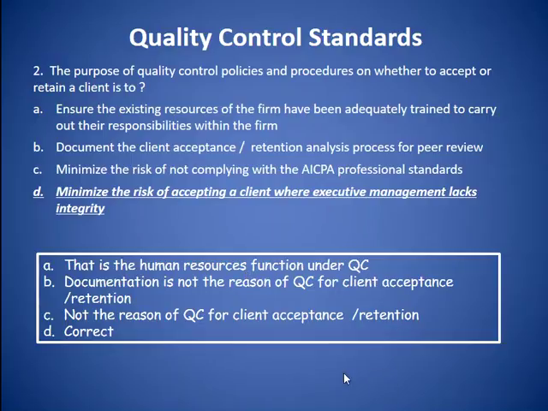B then is document the client acceptance retention analysis process for peer review. B, in effect, documentation isn't the reason of quality control for client acceptance and retention. That's kind of an after the fact thing. C, minimize the risk of not complying with AICPA professional standards. And again, that's not the reason for the quality control of client acceptance and retention.